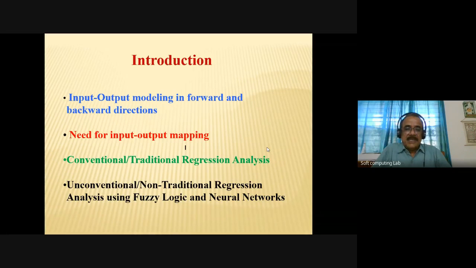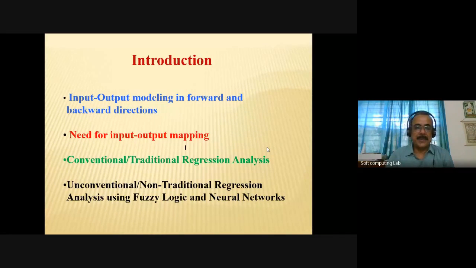I'll be discussing it in a little more detail in the next slide. But before that, let me tell you, this conventional or traditional regression analysis has a few advantages and, at the same time, a few disadvantages. And that is why we switch over to the unconventional or non-traditional regression analysis using the concept of fuzzy logic and neural networks. I'll be discussing in detail how to carry out both the forward mapping as well as the reverse mapping using the principle of fuzzy logic and neural network.